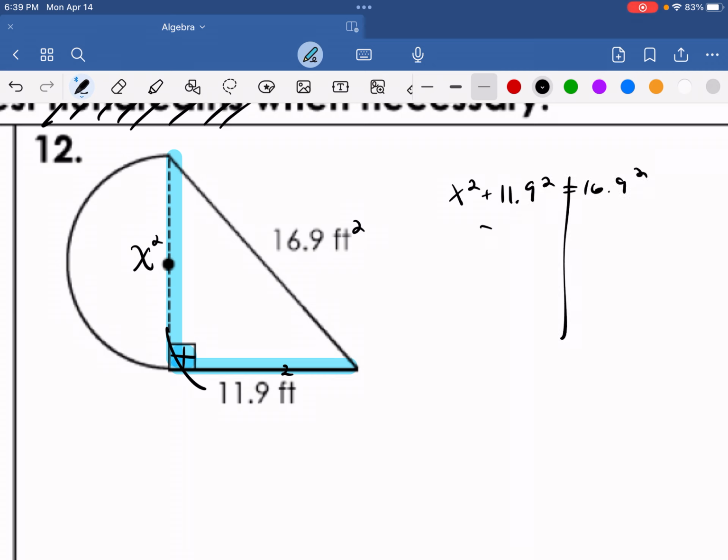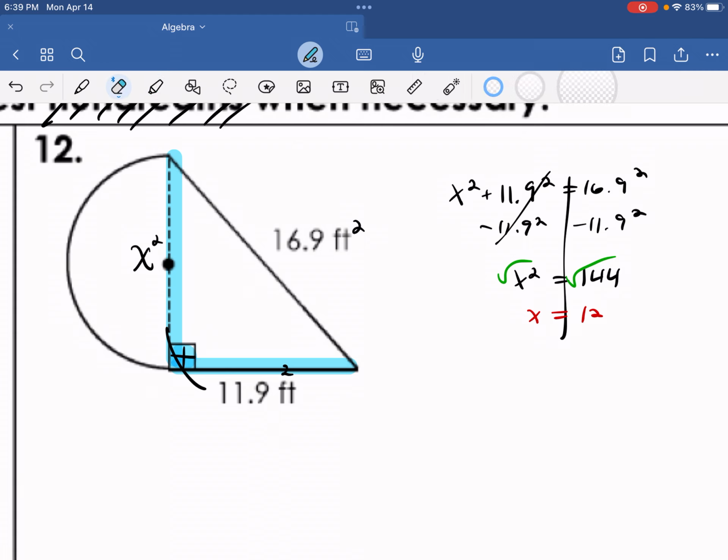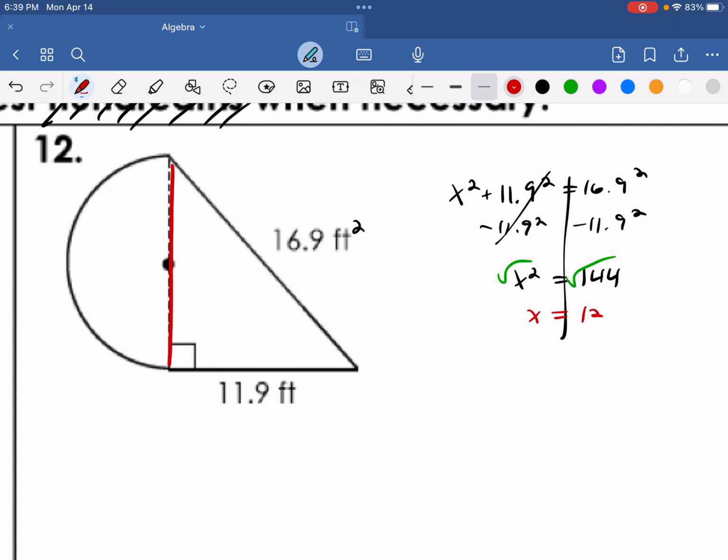Okay, plug it into your calculator. Subtract 11.9 squared. Subtract 11.9 squared. Okay, plug it in. 16.9 squared minus 11.9 squared. And we get x squared equals 144. Take the square root. And you get x equals 12. The square root of 144 should be 12. Yep. Okay, so now we know that this side is 12. And that helps us for the triangle.